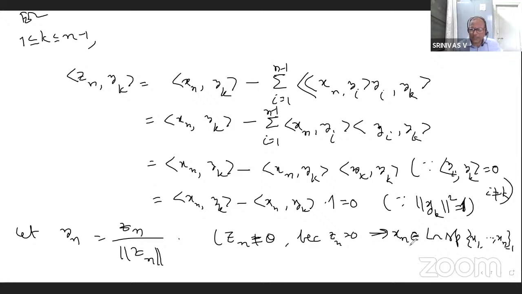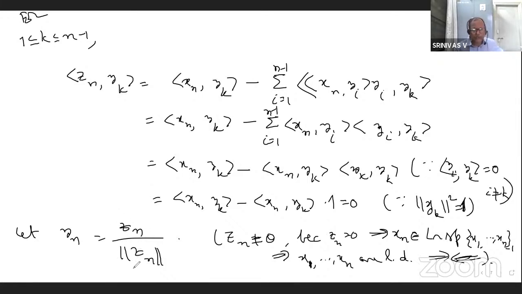Okay. This means X1, X2 up to Xn minus 1, Xn are linearly independent. This implies X1 up to Xn are linearly dependent. Okay, this is a contradiction. Therefore, your Zn cannot be the zero vector. So the norm of Zn is a positive number.